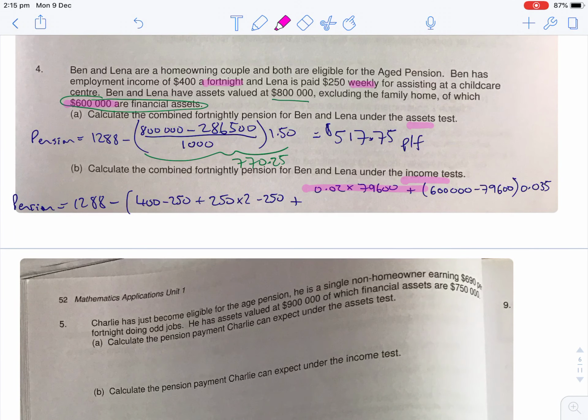This amount here so far is going to give you their annual deemed income, but we don't want it as an annual amount, so we're going to divide it by 26 to turn it into a fortnightly amount. So far what we have in the bracket is their earnings between the two of them. But they are allowed to earn up to $284 between them without any penalty.